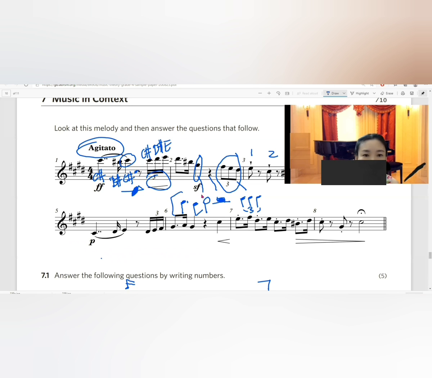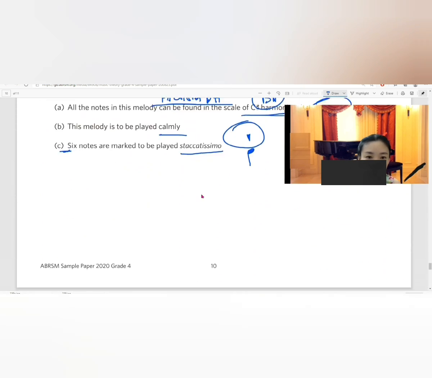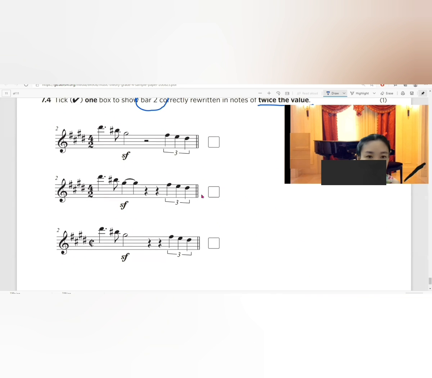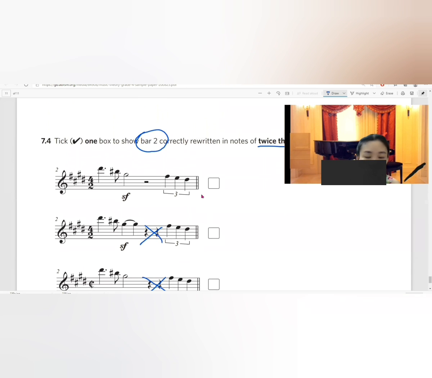Okay, so let's look for this answer. If you have a test paper with you, you should be able to find this answer over here. It looks like only the first one is correct, because only the first one has this minim rest. The rest shouldn't split the minim into 2 crotchets. So if you compare the answer with what we did just now, this will be your correct answer.